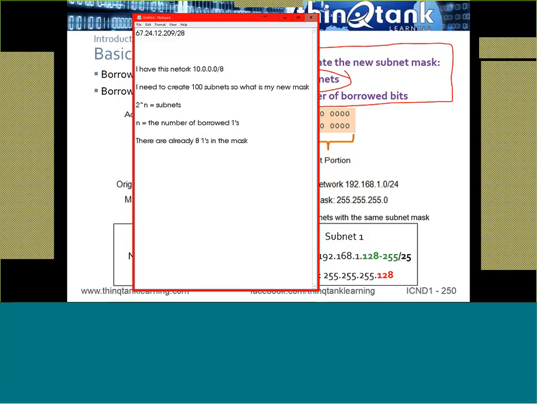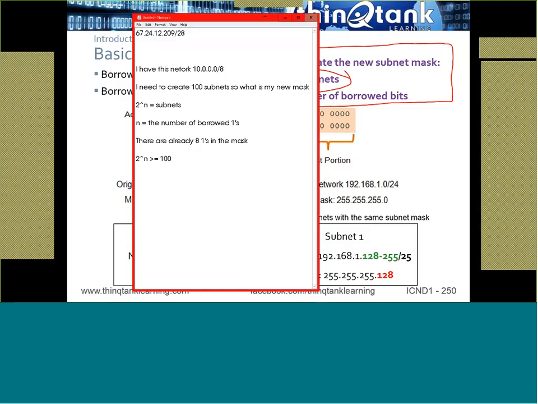2 to the power of n has to be greater than or equal to 100. Why 100? Because I need 100 subnets. The formula is 2 to the power of n equals the number of subnets. I put greater than or equal to because this is binary math. We're using a radix scale to do our calculations, so we may or may not be able to get exactly 100. Now all you have to do is solve for n.